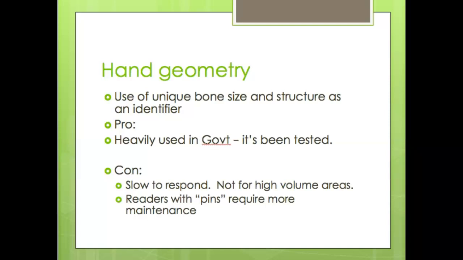The issue is that it's slow to respond, right? So when you have to go up and you have to line your fingers and get them in there and set them there for a minute, and then it takes a second to take a look and make a decision. And then you pull your hand out of it. You're touching stuff. You have to line your hands up the right way, and it has to take a second to read, not for a high volume area if you're trying to get a lot of people through an area. The other thing is that the readers themselves are kind of finicky, quite frankly, and they have the pins, right? The pegs that you put in between your fingers when you slide your hand into the thing.